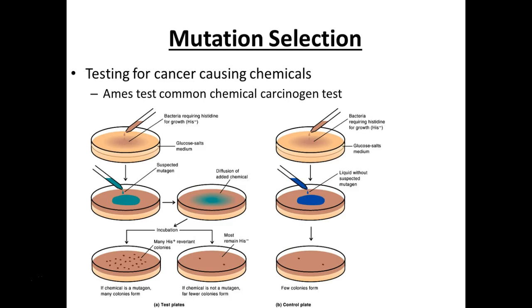So the people that get really upset about animal testing, they love this test, right? Because the cute and fuzzies don't get tested. But if it passes the Ames test, it still gets tested on the cute and fuzzies, right? Because the cute and fuzzies are more closely related to us than bacteria. But the good news is fewer cute and fuzzies have to get tested if we do the Ames test first. You know what I mean when I say cute and fuzzies, right? Animal testing.